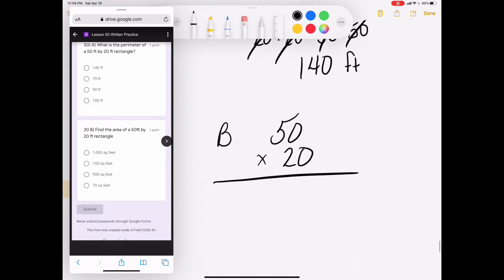You find area by multiplying the length times the width. So let the 0 hang over, put 0 in your answer. 2 times 0 is 0, 5 times 2 is 10, so it's 1,000 square feet on number 30B.